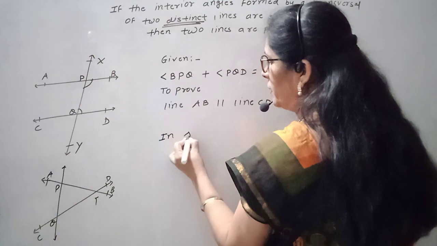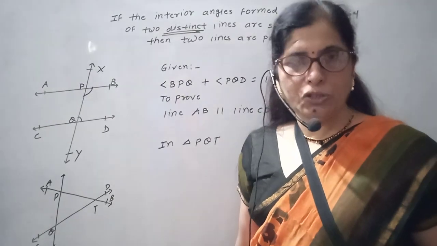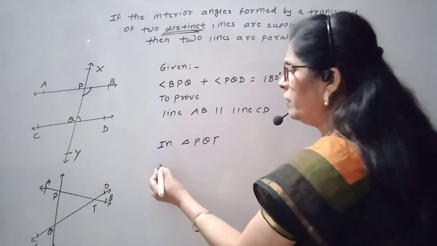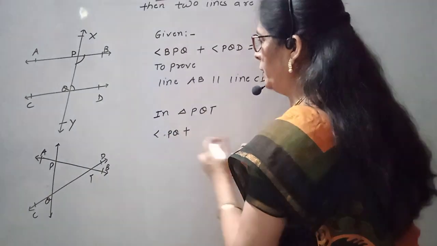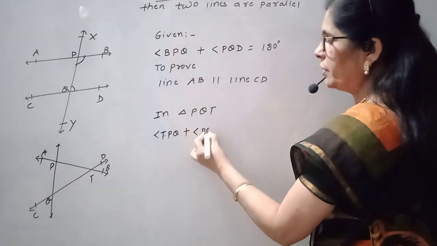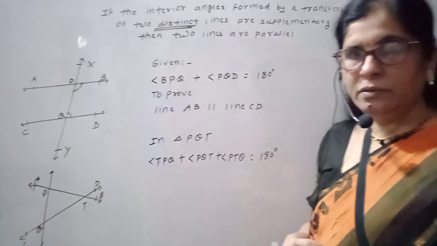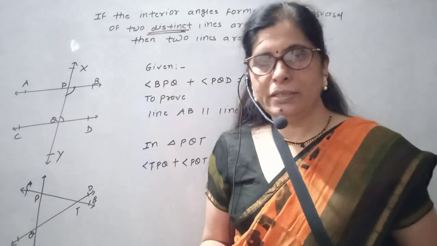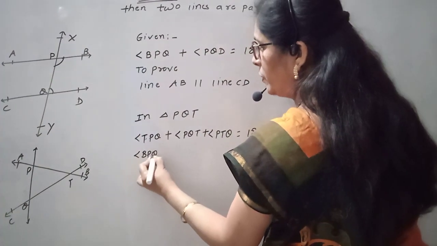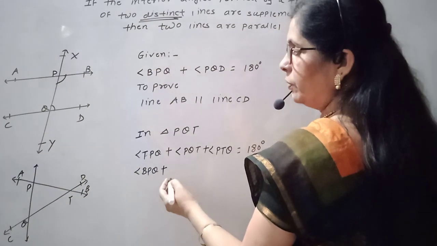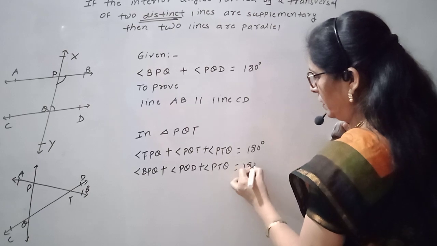Now here is a triangle PQT. In triangle PQT, according to the property of triangle, sum of measures of all angles in triangle is 180 degree. So what will happen here? Okay, we will take TPQ. TPQ plus PQT plus PTQ is 180 degree. Property of the triangle, sum of measures of angles in triangle is 180 degree. Now TPQ is nothing but BPQ plus PQT, which is nothing but PQD, plus PTQ is equal to 180 degree.